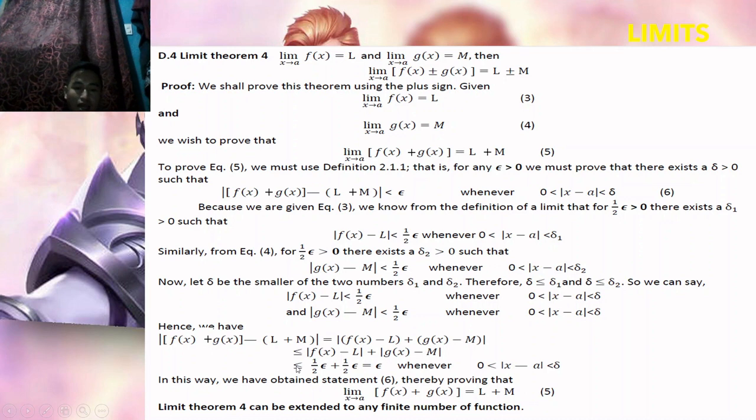It should be strictly less than, since each one is strictly less than 1/2 ε, so their sum is less than ε. Since this is less than ε whenever 0 < |x - a| < δ, in this way we obtain statement 6, thereby proving that the limit of f(x) + g(x) as x approaches a is equal to L + M. Try the minus case.